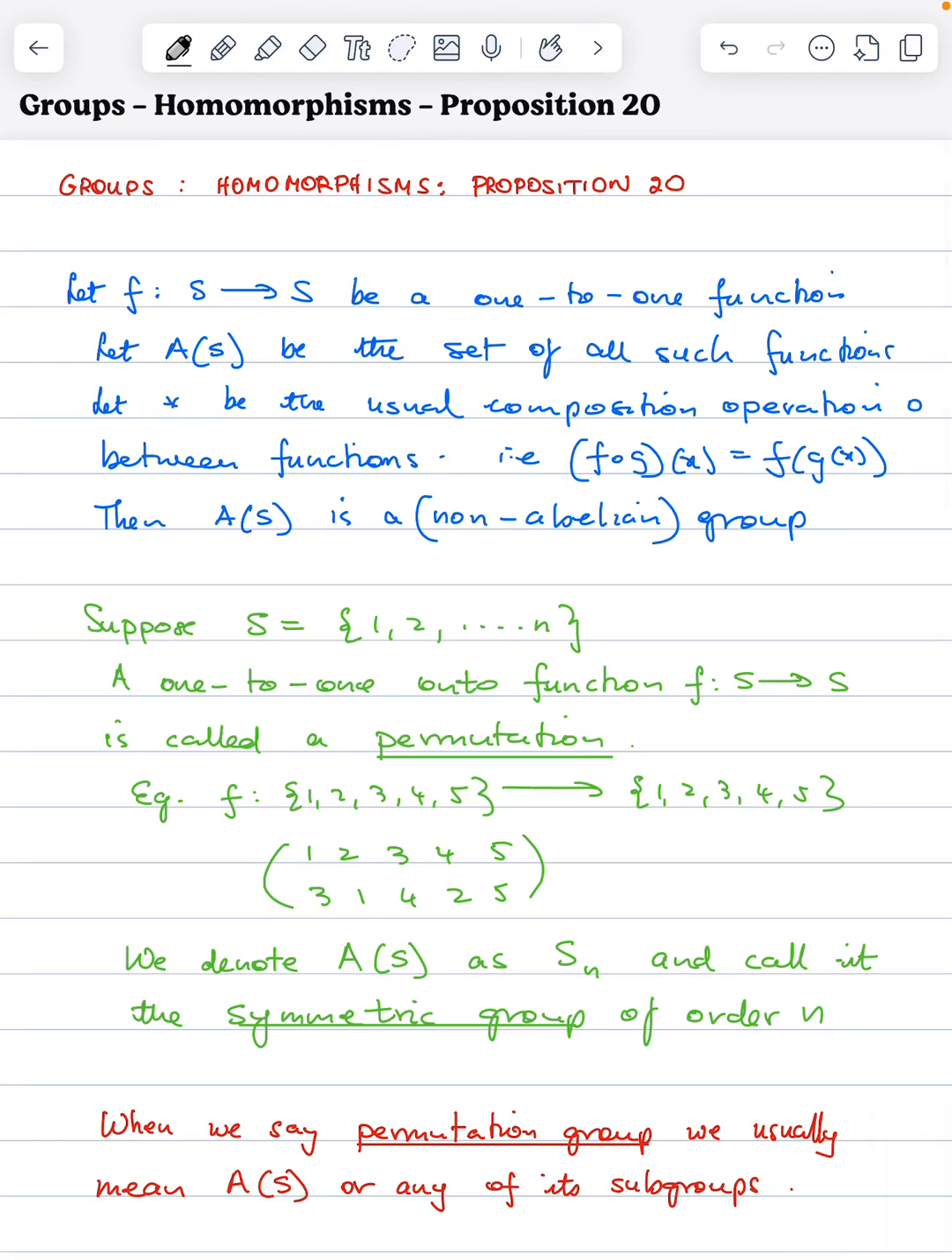Welcome to Groups, Homomorphism. In this segment, we'll do Proposition 20. Proposition 20 needs some explanation, just to make sure that we're on the same page with the notation.